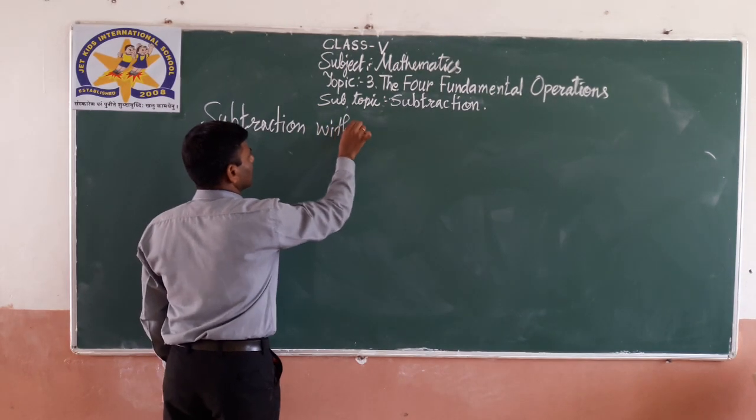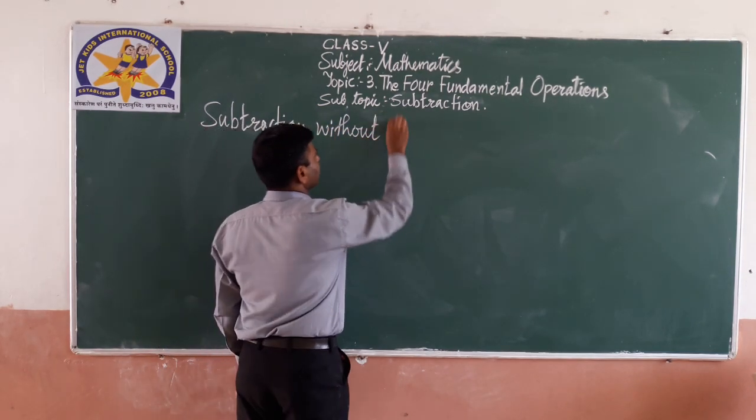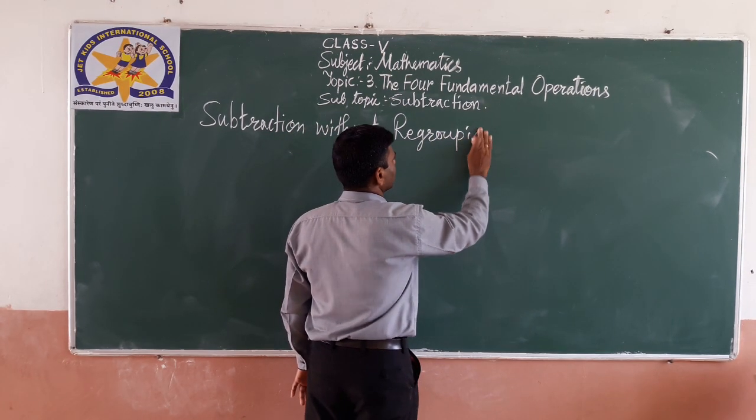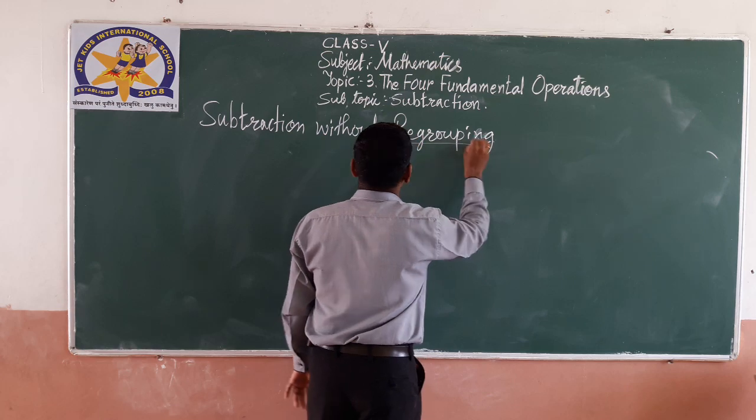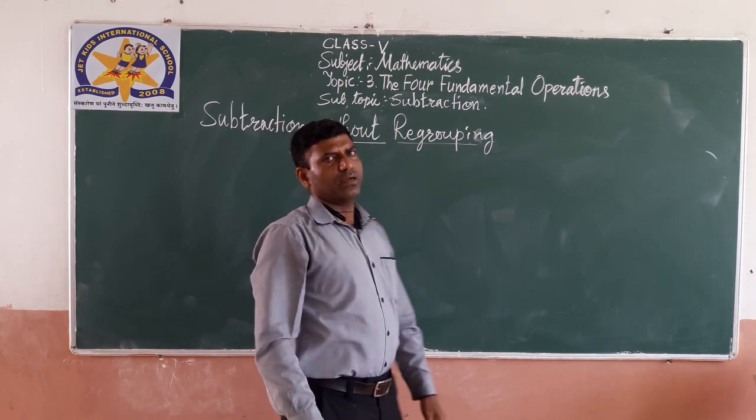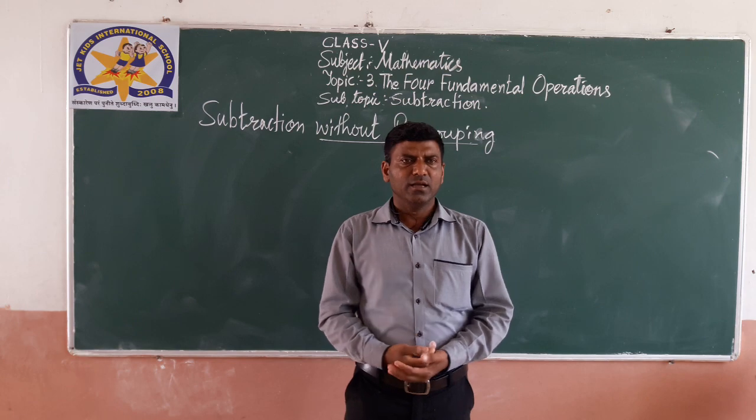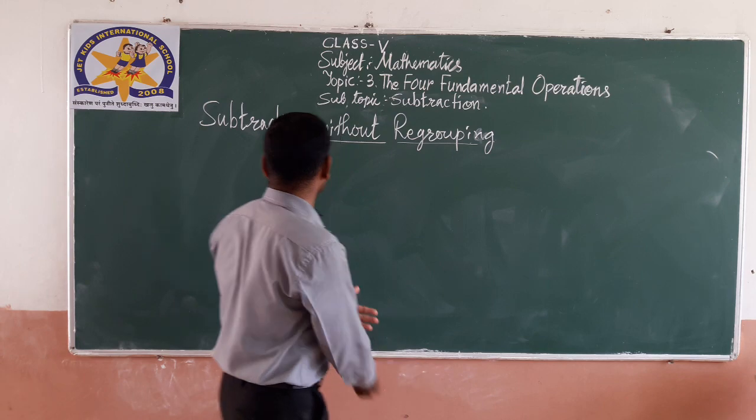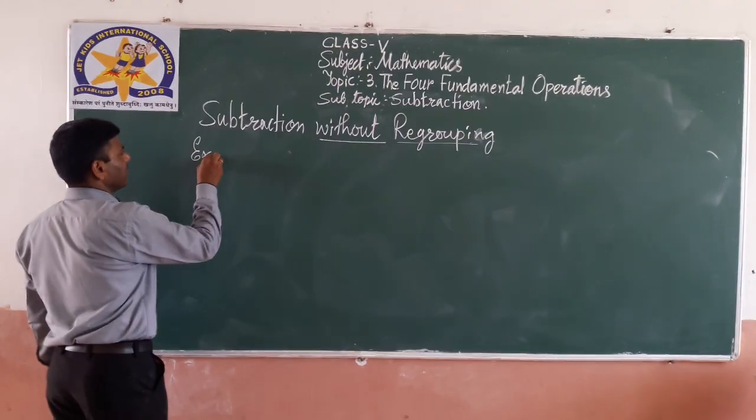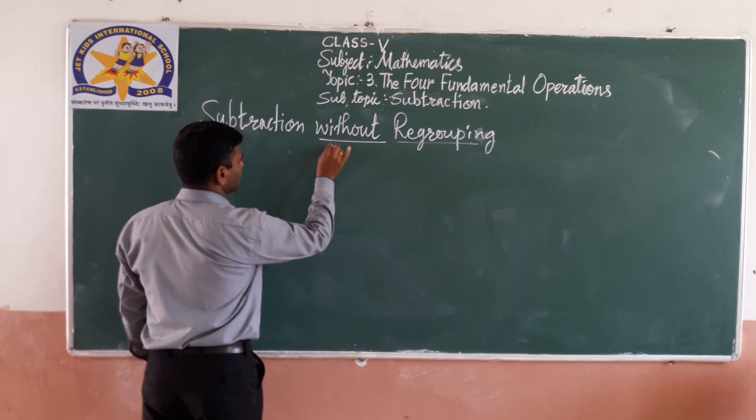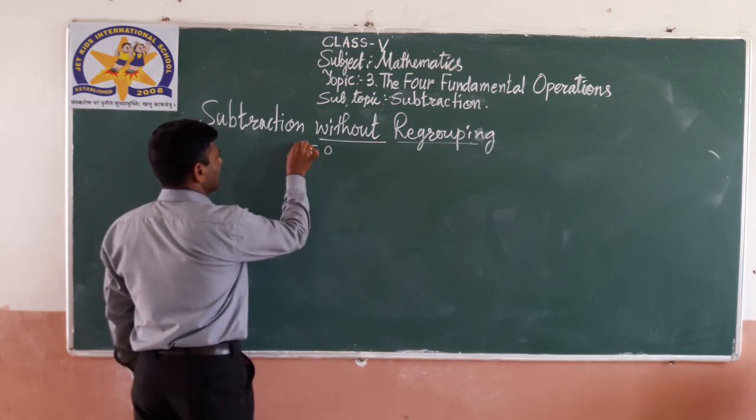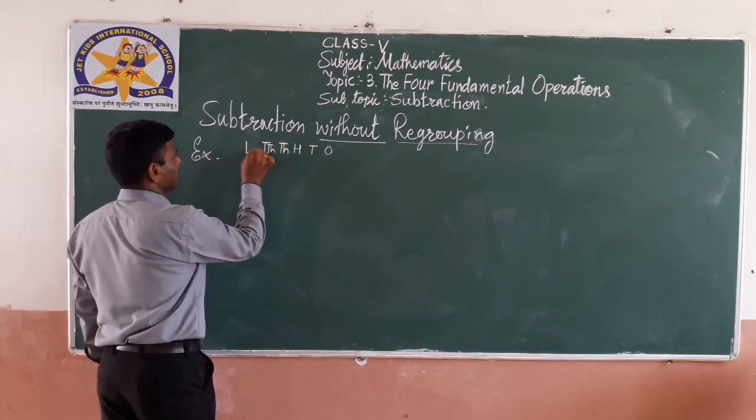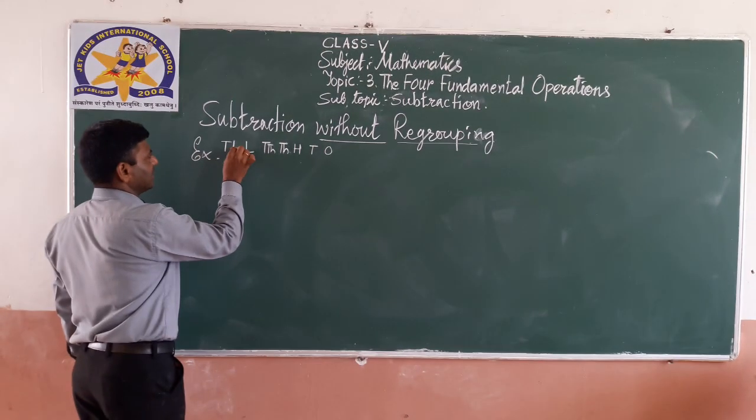Without regrouping. What is regrouping? We'll discuss that, but before that, I have to give you one example. Okay, let's take an example. Write ones place, tens place, hundreds place, thousands place, ten thousands place, lakhs place, ten lakhs place.